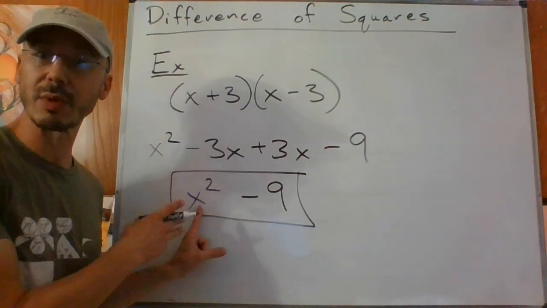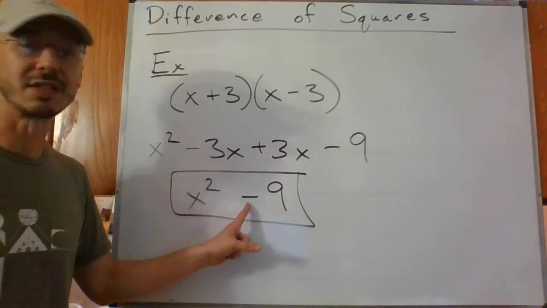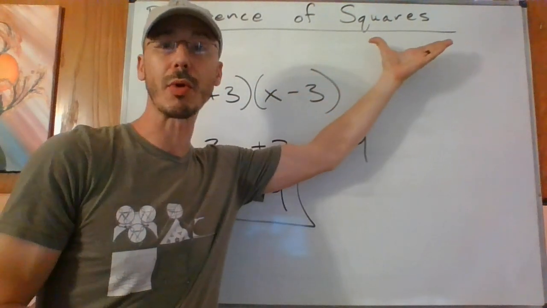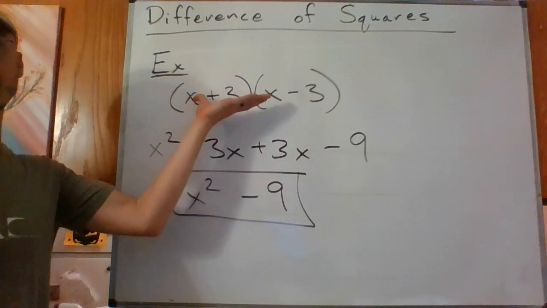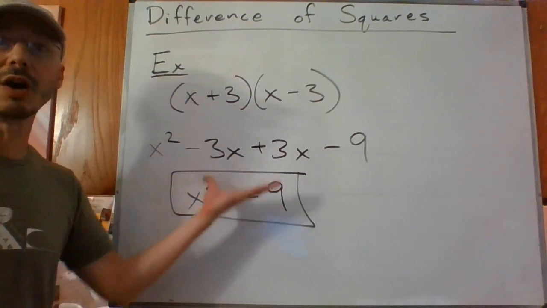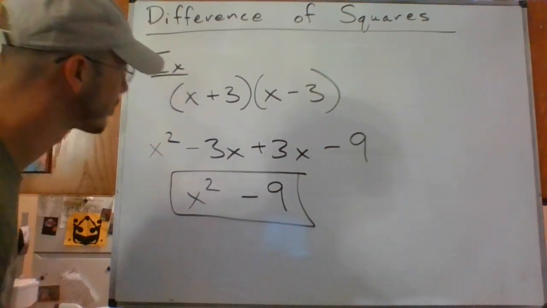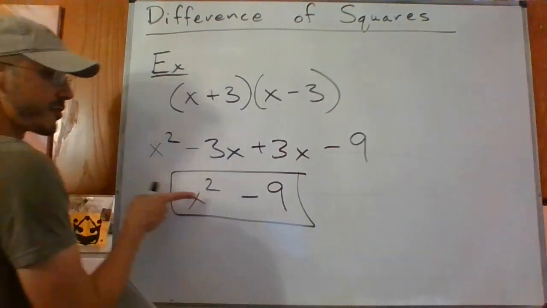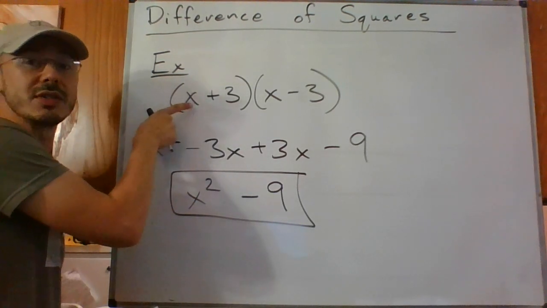X squared is a square. 9 is a square; 9 is 3 squared. And it's a difference of those two squares. These are going to be more important when we're learning how to reverse this process to unmake the product. That's in the next section. We're going to study the process of factoring, where we'll start with a polynomial and break it down into simpler factors.